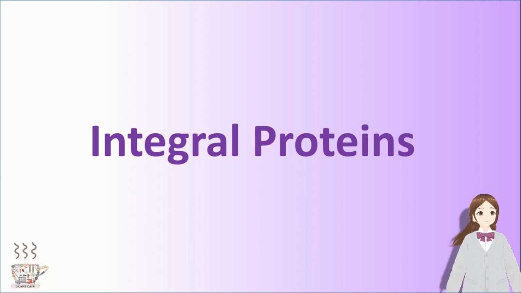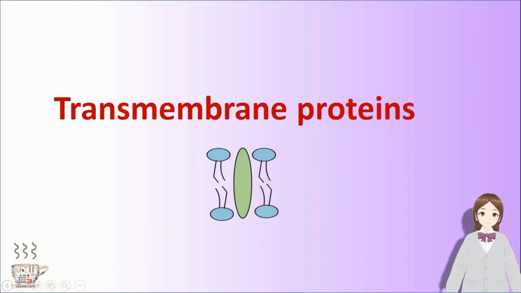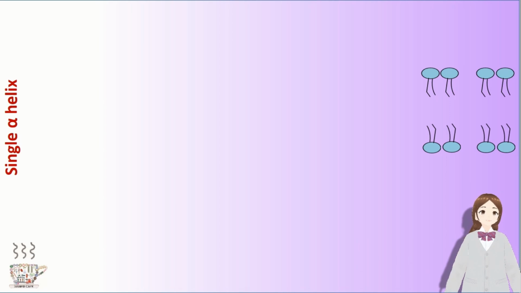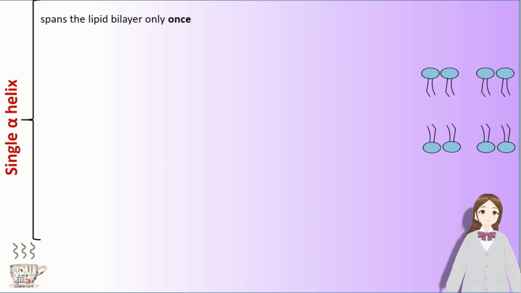Proteins in the cell membrane are in two groups. The first group is integral proteins that are tightly attached to the membrane. Transmembrane proteins are a type of integral protein. They span the cell membrane in both the intracellular and extracellular environments. They can be divided into three subgroups. One of the transmembrane protein subgroups is the single alpha helix. It spans the lipid bilayer only once.